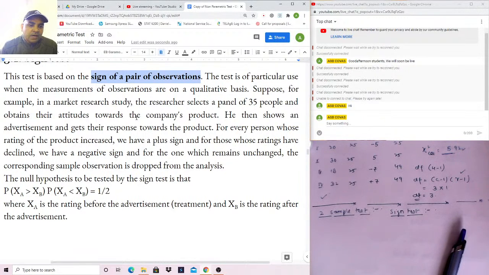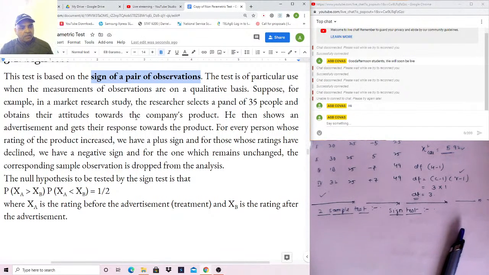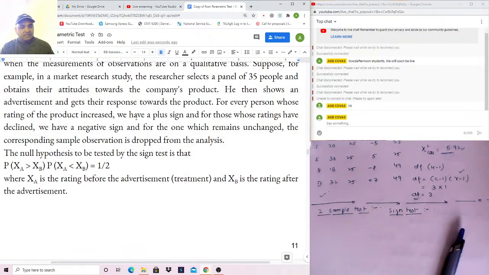Suppose for example in a market study, the researchers select a panel of 35 people and obtain their attitude towards the company product. He then shows an advertisement and gets their responses toward the product. For every person whose rating of the product increased, we have a plus sign. And for those whose rating has declined, we give a negative sign. For one which remains unchanged, the corresponding sample observation is dropped from the analysis.